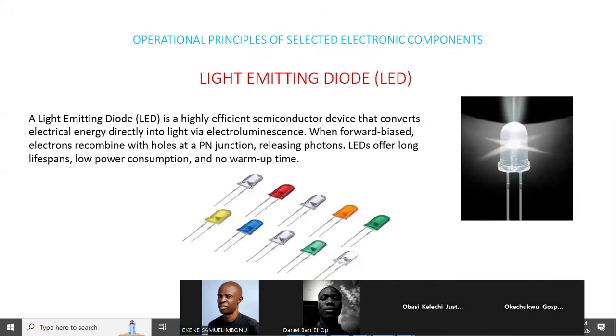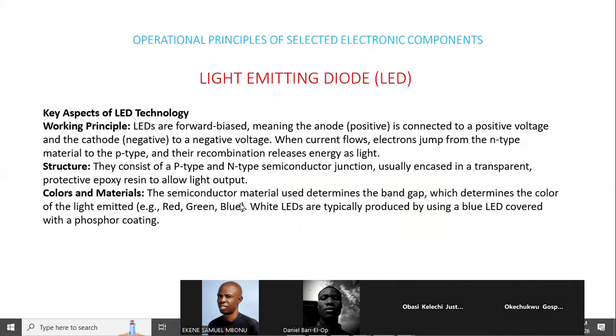Finally, let's talk about light emitting diode. This one won't take much of our time. A light emitting diode is a highly efficient semiconductor device that converts electrical energy directly into light via electroluminescence. When forward biased, electrons recombine with holes at the p-n junction, releasing photons. LEDs offer long lifespan, low power consumption, and no warm-up time. Once you power them, they come up, and they come in various colors.